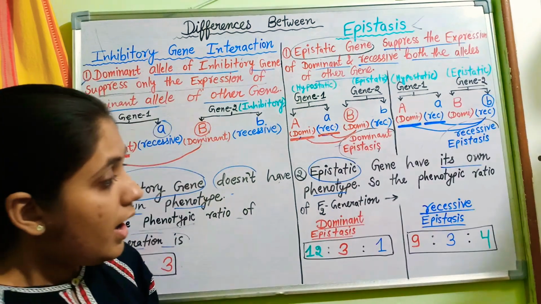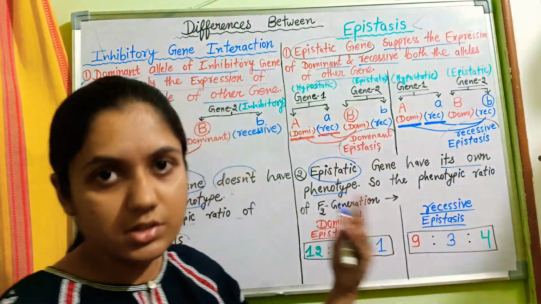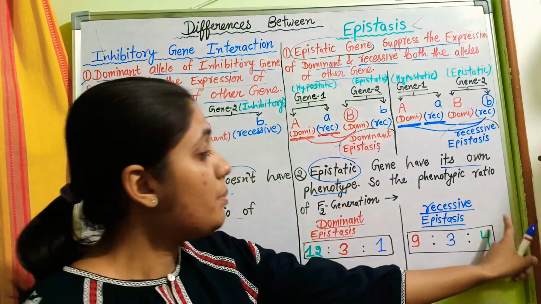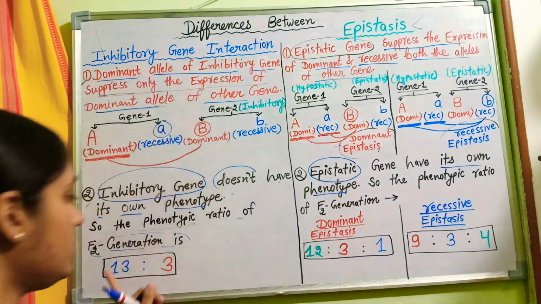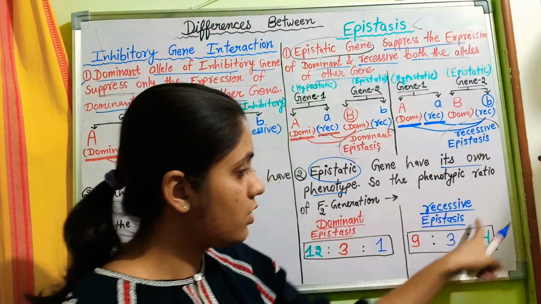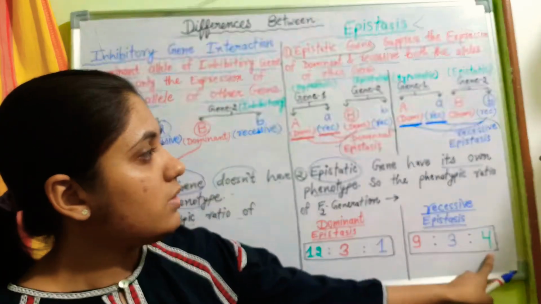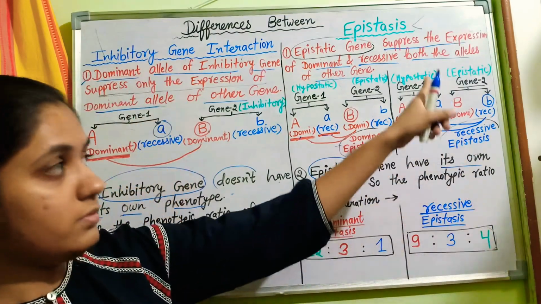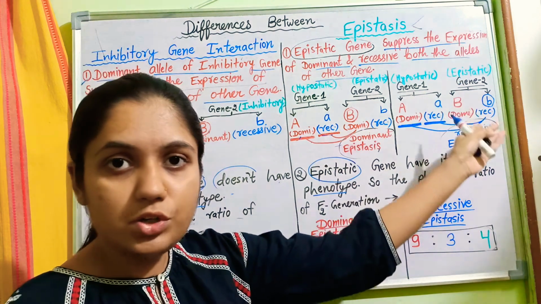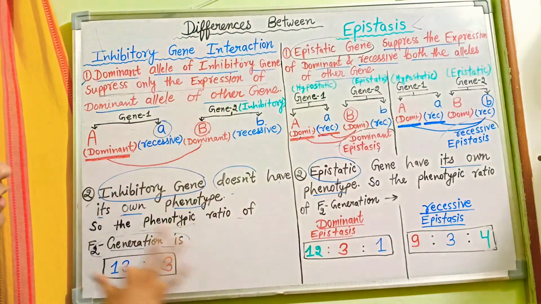Okay. And here in the recessive epistasis, the ratio is changed because it is recessive epistasis, but it is different from the inhibitory. Why? Because this green color I have used shows the phenotype of gene 2, the epistatic gene phenotype. So these are the two differences.